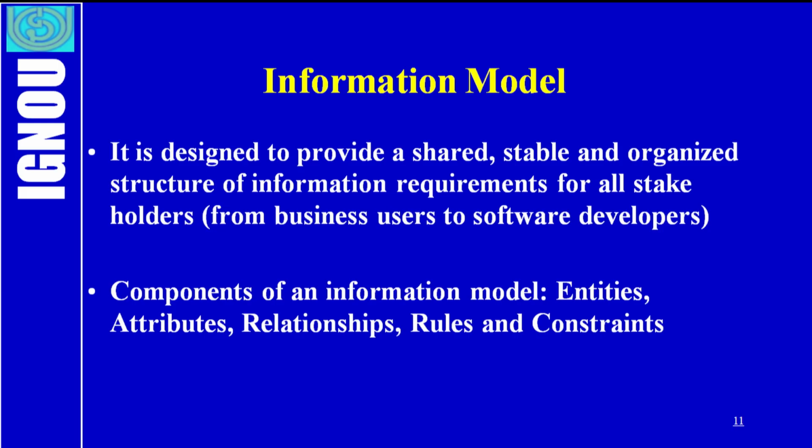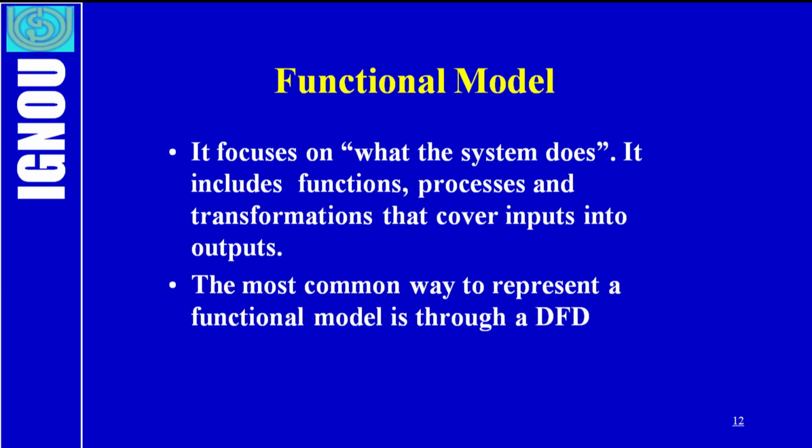So basically, information model is designed to provide a stable, shared, and organized structure of information requirements for all the stakeholders, starting from the users to the developers. And basically, what is part of it? The part is ER diagram. Now let us see what is functional model.